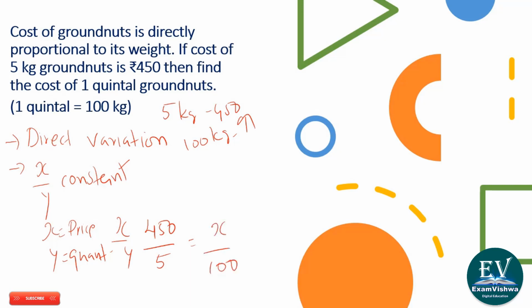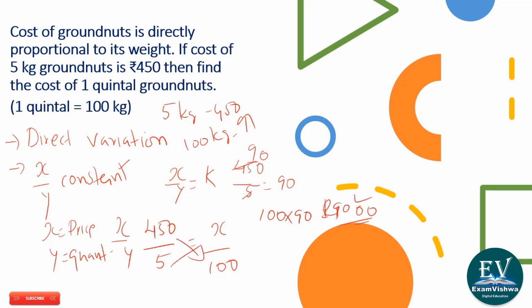Understood? And we will simply calculate it. We know that x upon y is a constant. If x upon y is a constant, we will get the constant from the first itself. What is that? 450 upon 5 is equal to the constant. How much is it? 90. So you can directly apply 100 into 90. You will be getting 9000 rupees. This much of rupees. Or you can cross multiply here.